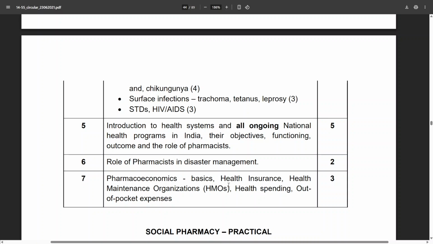Chapter 5, Introduction to Health Systems and all ongoing national health programs in India, their objectives, functioning, outcomes, and roles of the pharmacist.